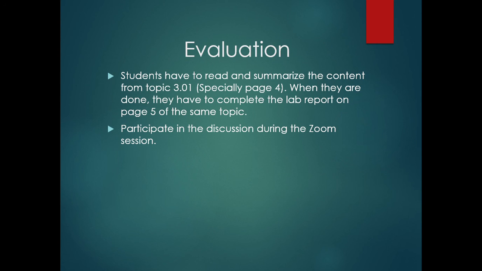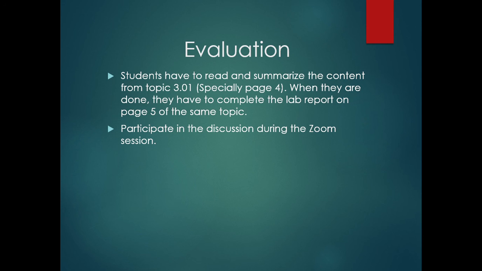Right, now let's go to our evaluation. So students have to read and summarize the content from topic 3.01, especially page number 4. So I already summarized most of the content that you have in the platform, but it's always good that you go one more time and reread it. So remember that you are going to learn things better if you take a look at them once, twice, and 3 times even better.